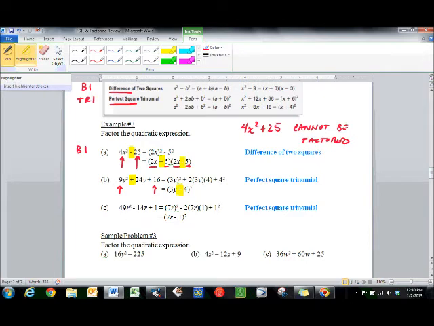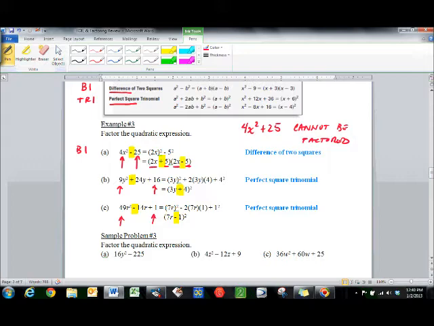If you notice in sample C, we have 49r squared, which breaks up into 7r, and then you have 1, which breaks up into 1, and then we have a negative value in front of that 14r, which is going to create a negative value in our final answer.